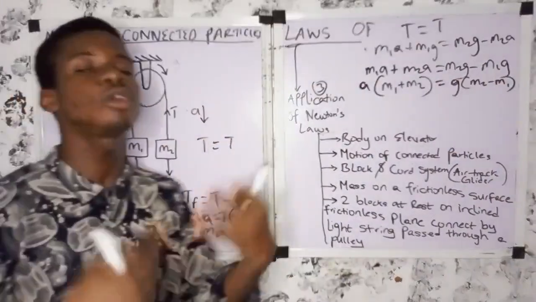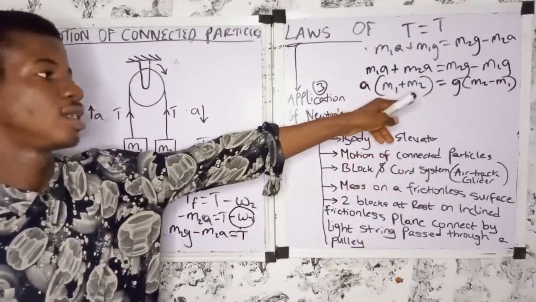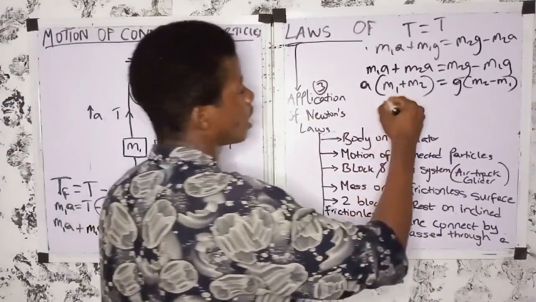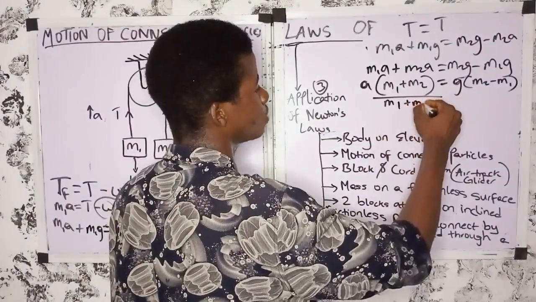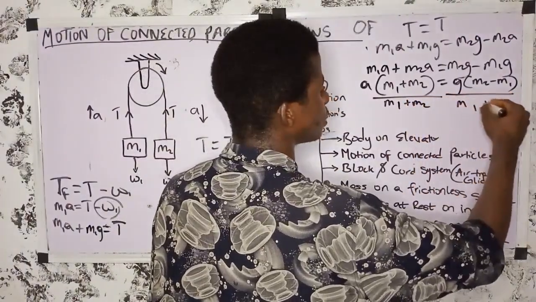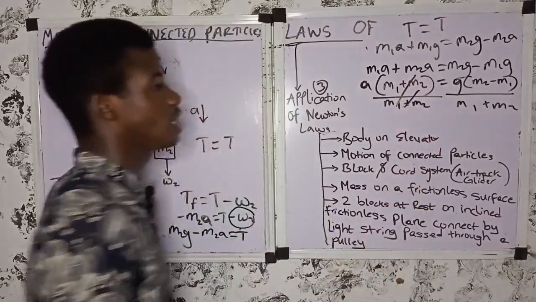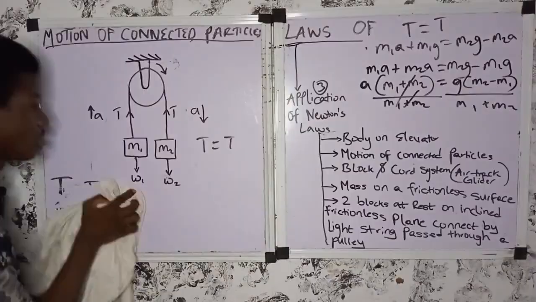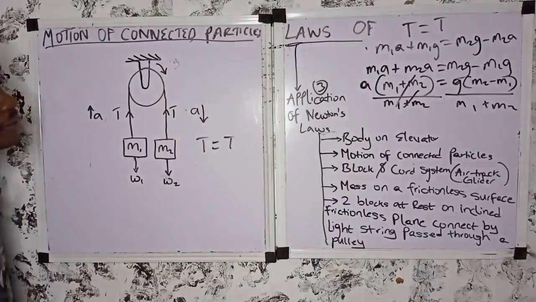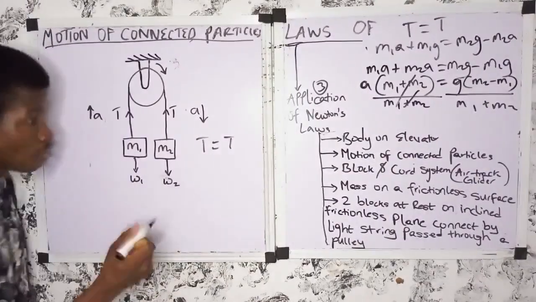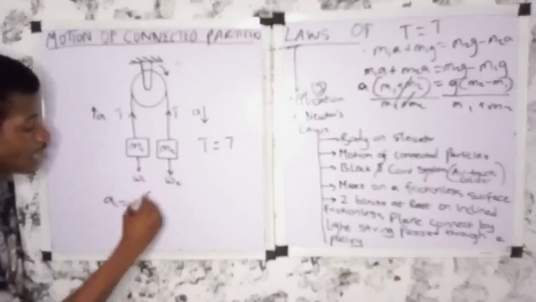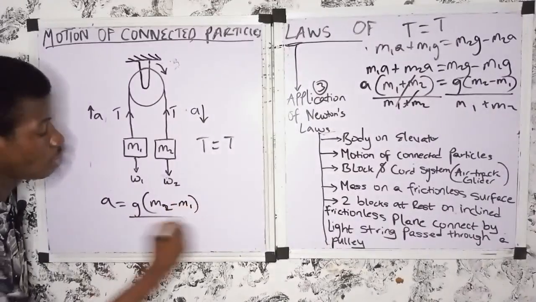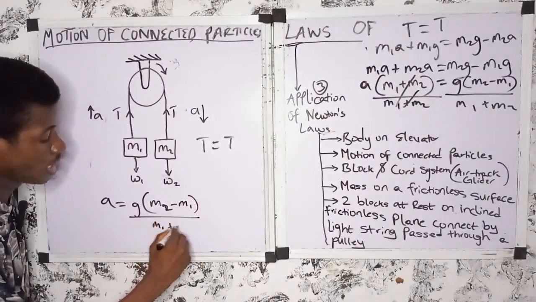Now we are looking for a. We want to make a stand alone. We divide both sides by m1 plus m2. Okay, m1 plus m2, this one we cancel. We will arrive with something like this: a is equal to g bracket open m2 minus m1 all over m1 plus m2.